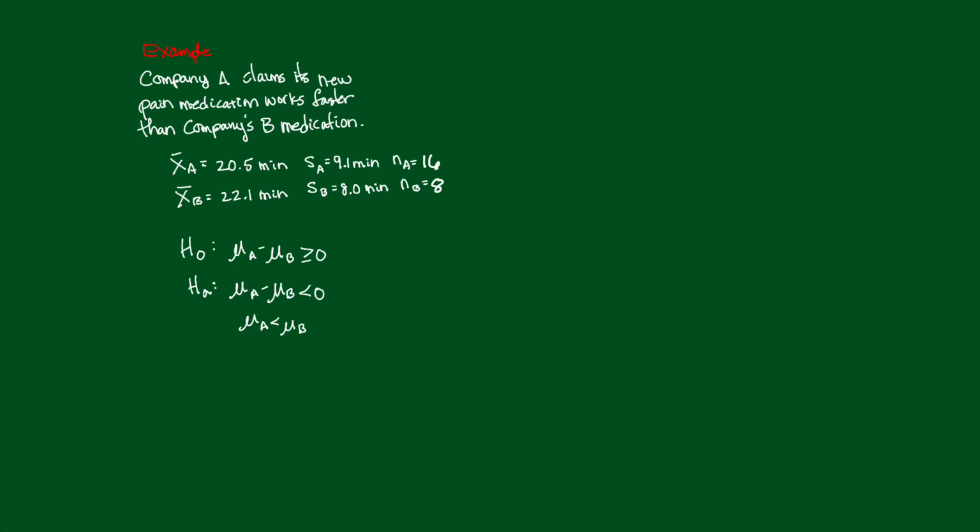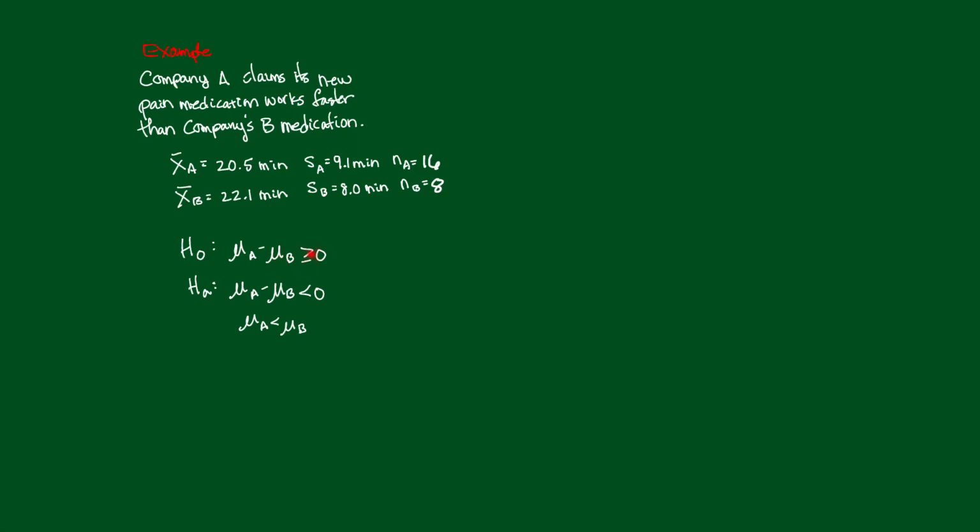All right, so here's our sample mean of company A. They got a mean of 20.5 minutes with that standard deviation. And for company B, their average time for pain relief was 22.1 minutes with that standard deviation. Now we're going to test that the difference between the mean time for pain relief in company A and company B, the difference between the mean times, is 0.